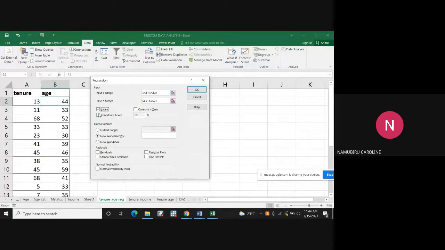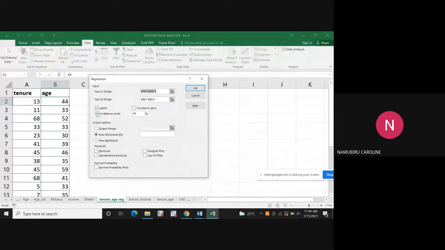So if you're interested in getting the confidence interval estimates for your coefficients of the regression, then you can check this. Else, you can leave it unchecked. But we shall check it. Take note, you can have 90, you can have 99. They are the most common ones. And also, you can leave it unchecked if you feel like you don't need anything to do with the confidence levels. But let's check it and put it at 95. I hope we are together up to that point, are we?